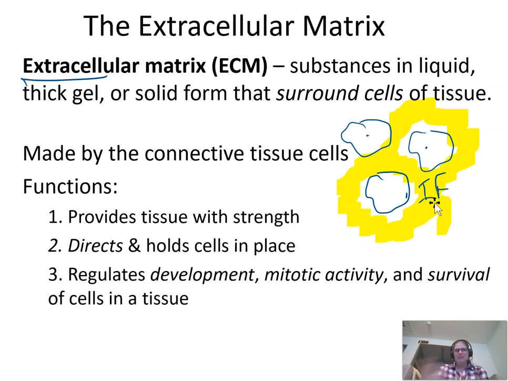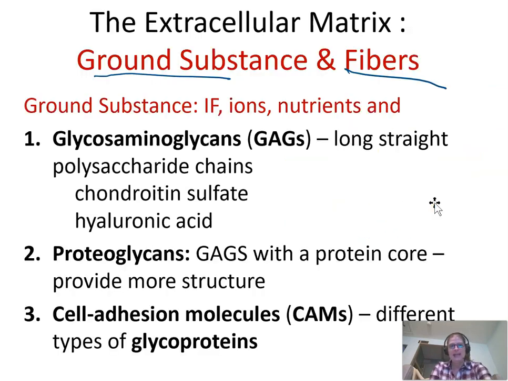It's the stuff between the cells. And again, like I said, we usually call it the interstitial fluid, or IF. It's going to have ions and nutrients, and then it has this sticky stuff. So think of it as the glue. And the sticky stuff has big long names. You won't have to write them for me in a test, but you should recognize them.